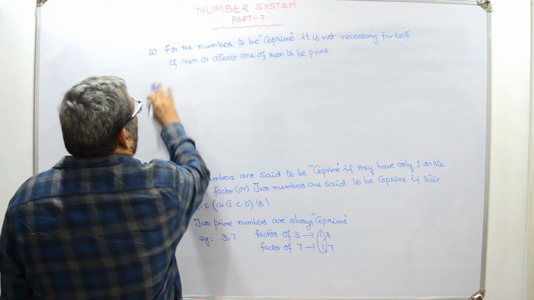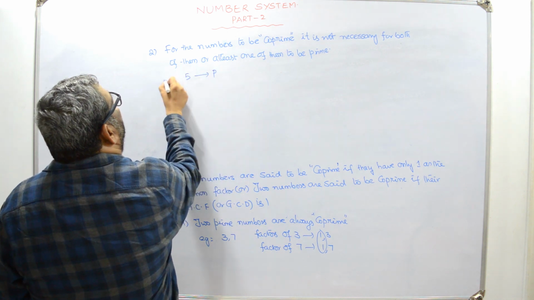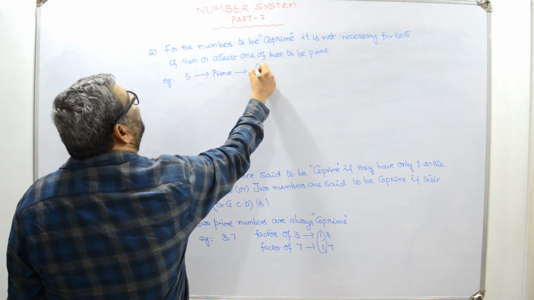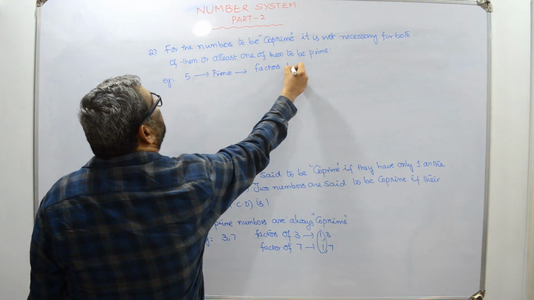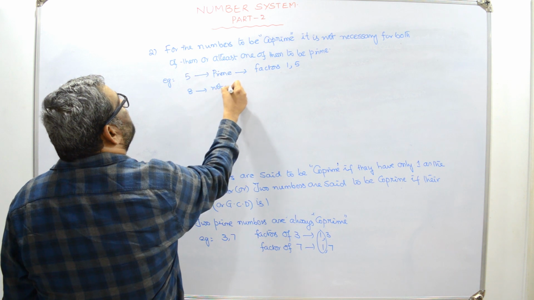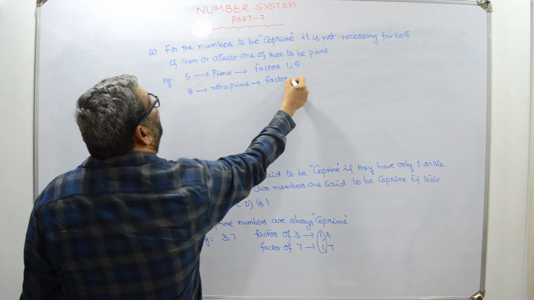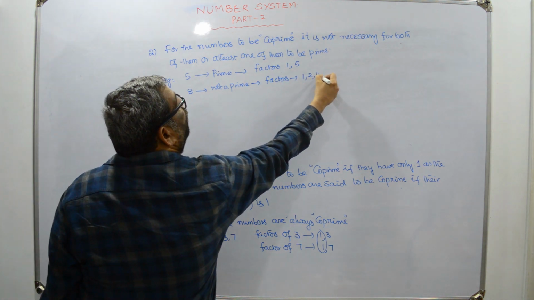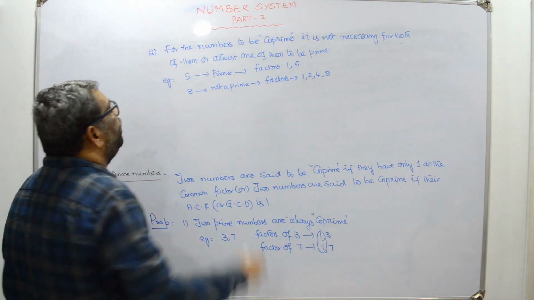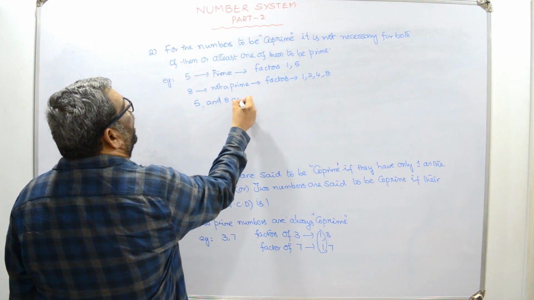Let's take another example. I will take two numbers, 5. Of course, this is a prime number. The factors are 1 and 5. I will take 8. It's not a prime number. The factors are 1, 2, 4, 8. But the only common factor is 1. So 5 and 8 are co-prime.